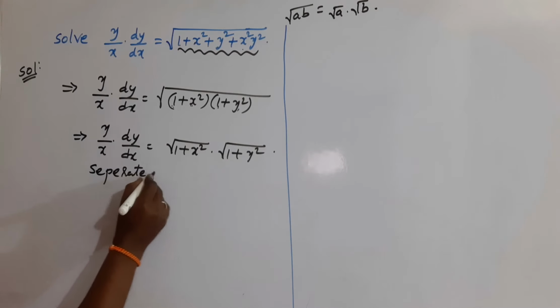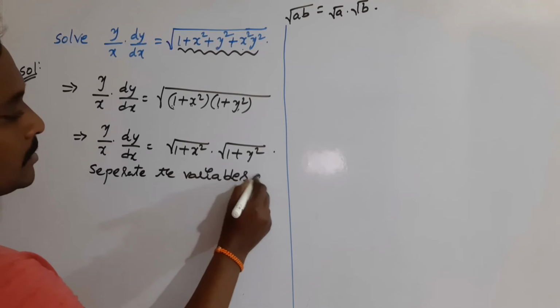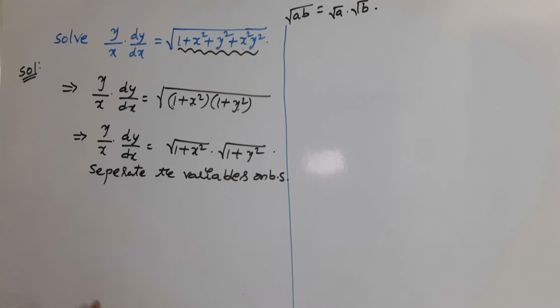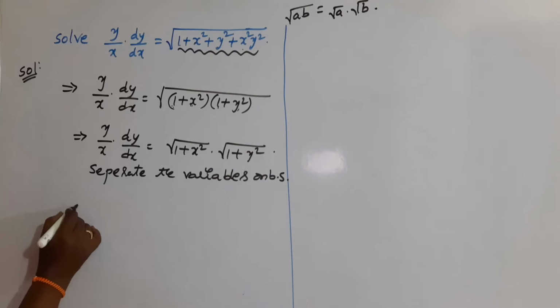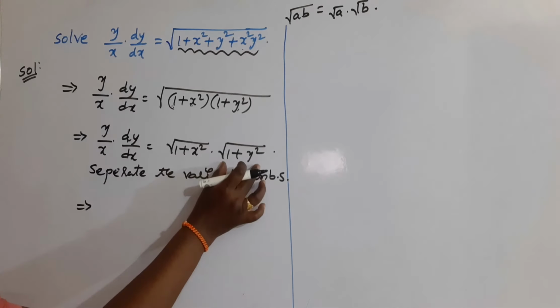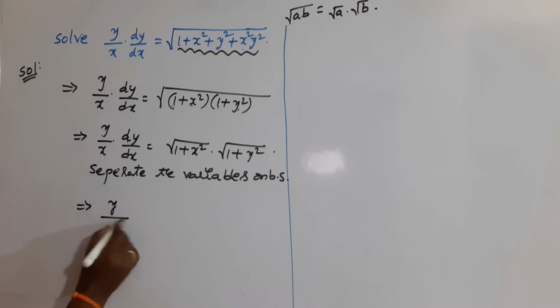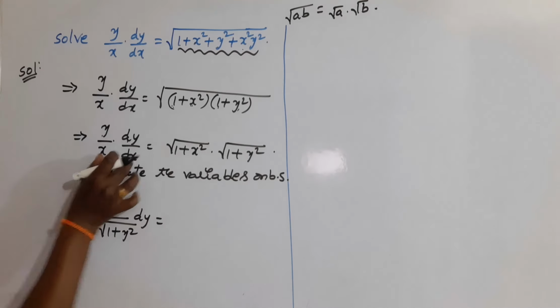Separate the variables on both sides. It means that we have to bring all terms of x and dx to one side and all terms of y and dy to another side. See here already y is there and dy is there. So that's why take this root over 1 plus y square to left hand side denominator. So y by root over 1 plus y square into dy, and take this denominator x dx to right side.